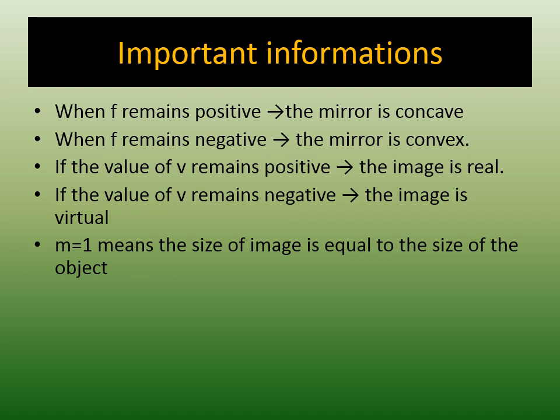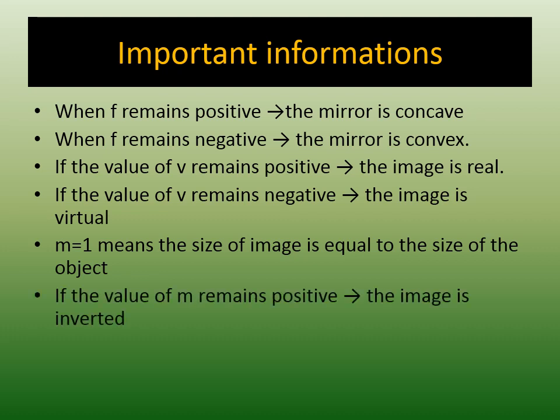M is equal to 1 means, what is m? M means magnification. If you get the value of m as 1, it means the size of the image is equal to the size of the object. But if m is equal to 2, that means the size of the image is double the size of the object. If m is equal to 3, that means the size of the image is triple the size of the object. But if the value of m remains positive, like +1, +2, +3, it means the image is inverted. Positive means the image is inverted.